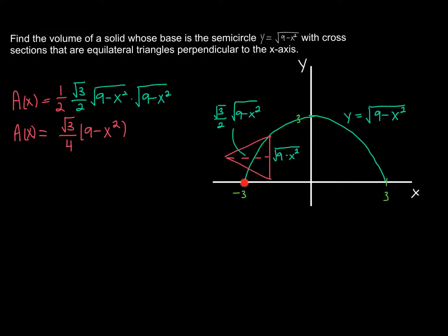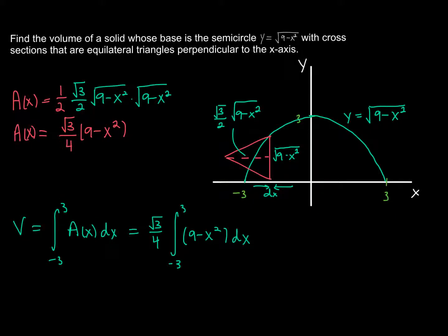We're going to go from -3 to +3, and since the thickness of each of these cross sections is simply dx, we can go ahead and take our area multiplied by these infinitesimally small thicknesses, dx, and take the definite integral from -3 to 3, and that will give us this volume. And so here that is.